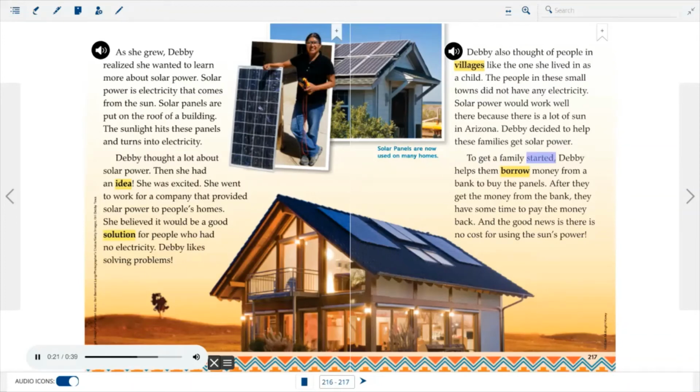To get a family started, Debbie helps them borrow money from a bank to buy the panels. After they get the money from the bank, they have some time to pay the money back. And the good news is, there is no cost for using the sun's power. Solar panels are now used on many homes.